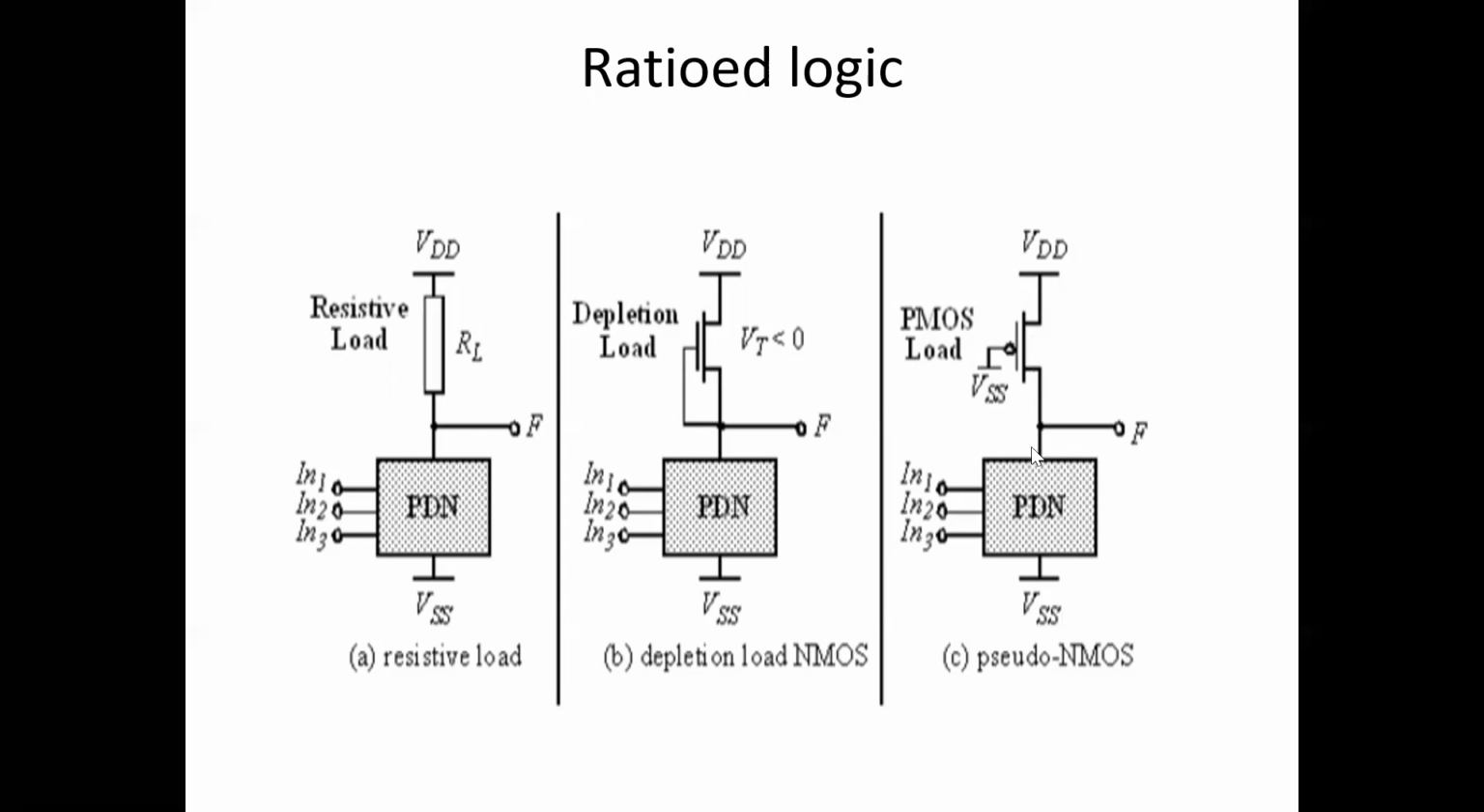As I was telling you, pseudo NMOS means you have a pull down and a P transistor, and the gate of the P transistor is connected to ground. It acts as a pseudo NMOS. It is actually a P transistor which behaves as an NMOS depletion type, because it is always on, and it acts as an NMOS. So it is called a pseudo NMOS device.